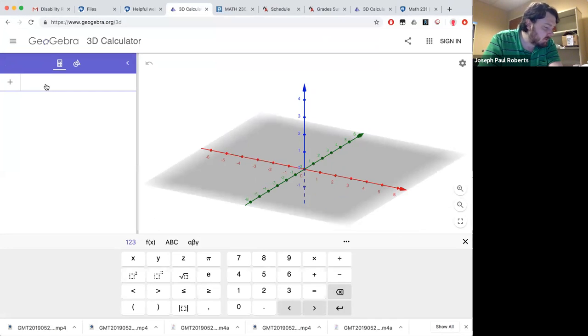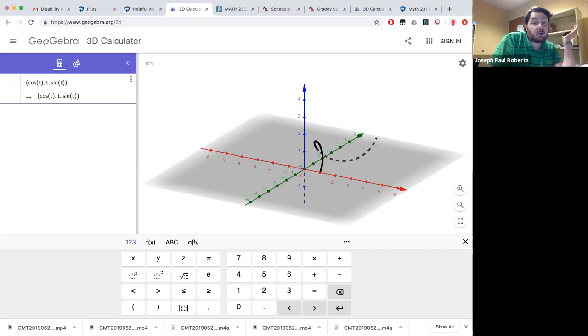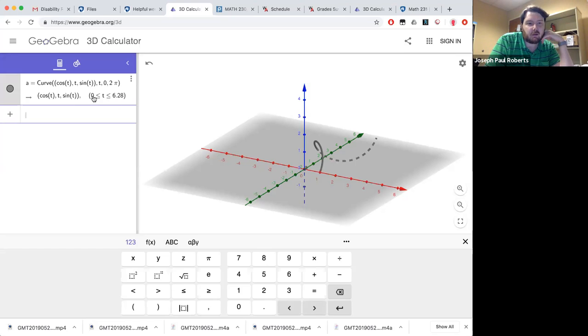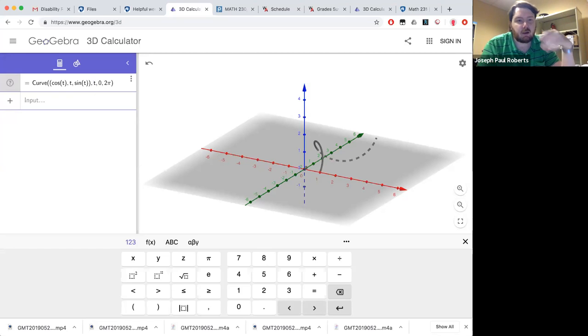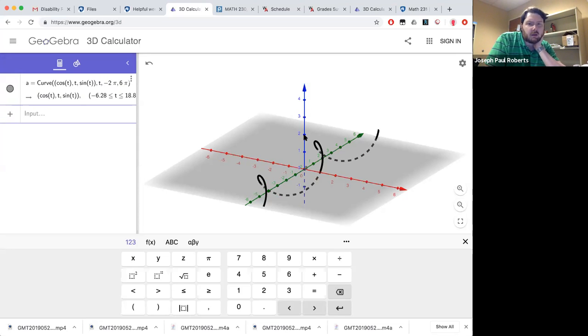So to type in a vector equation, all you really have to do is put it in parentheses. So we had (cosine t, sine t, sine t), and that's all you have to type in, and you hit enter. It'll add some more stuff here, and if you want, you can adjust the range of t. So I could do minus 2 pi to, let's say, 6 pi, hit enter. And then what you could do with your mouse is just move your perspective around.